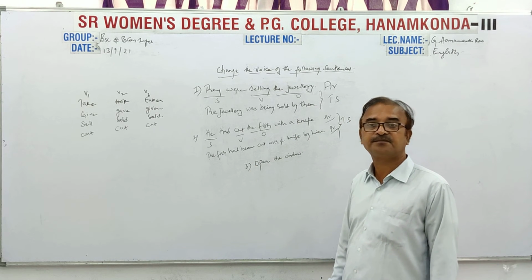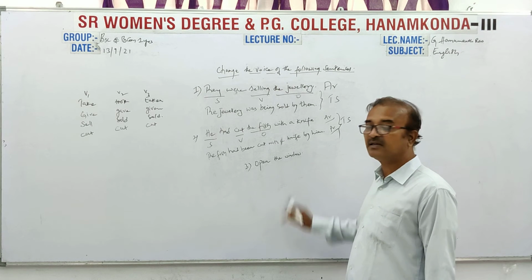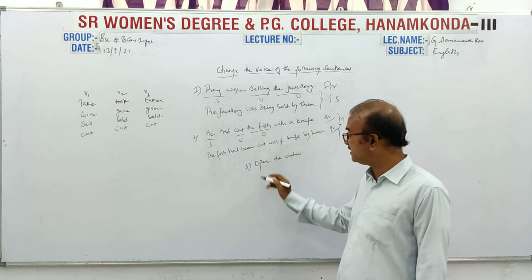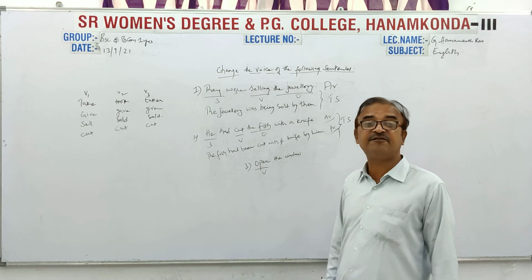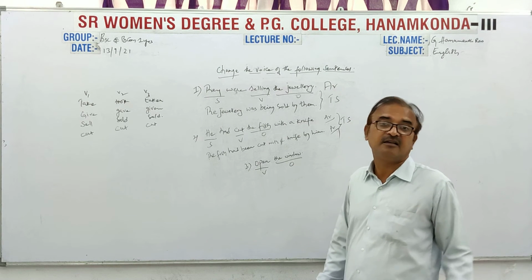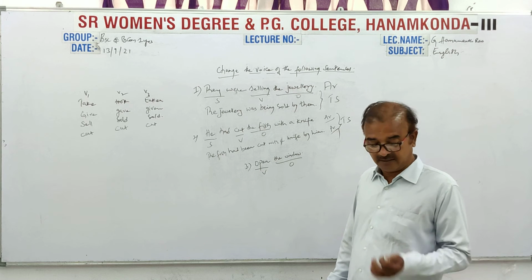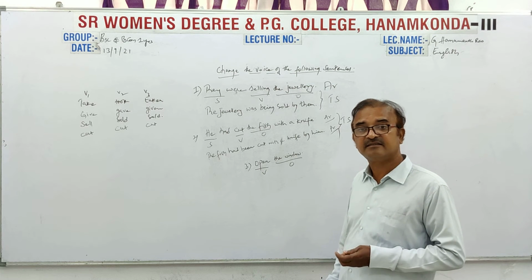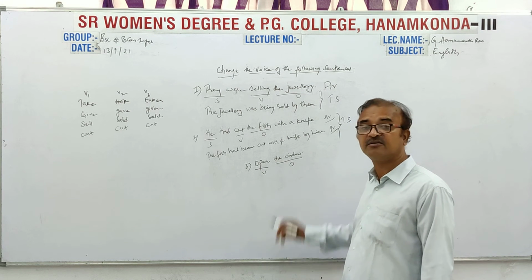Open the window. Check this one, girls. If you try to sort out the subject, verb, and object here: Open becomes the verb. The window becomes the object. Where is the subject here? There is no subject here. Check this one. Let's open the window.